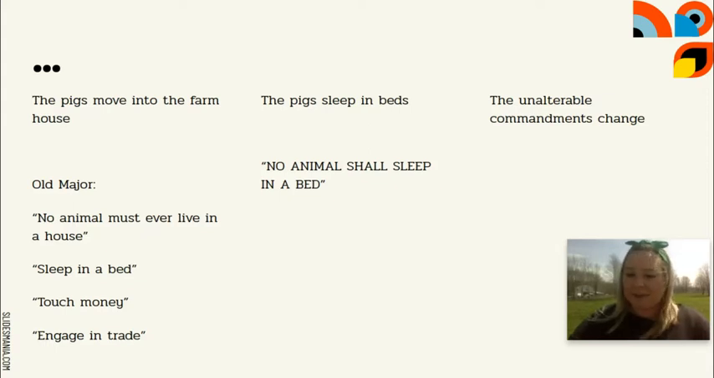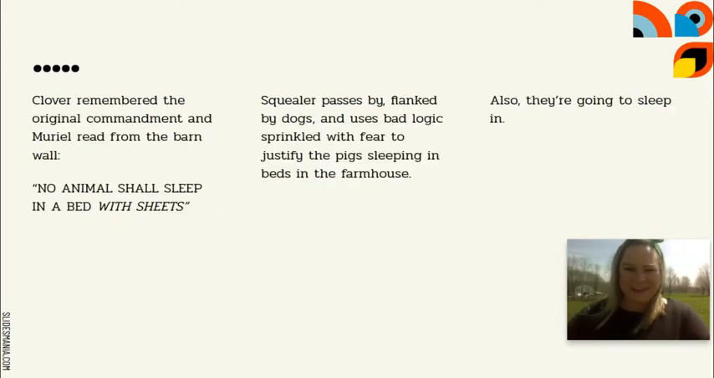The 7 commandments that they wrote on the barn wall stated clearly in writing, no animal shall sleep in a bed. It was said that these 7 commandments of animalism, they were unalterable, meaning they could never be changed. And Clover and Muriel the goat, they remember there was a commandment that no animal shall ever sleep in a bed.